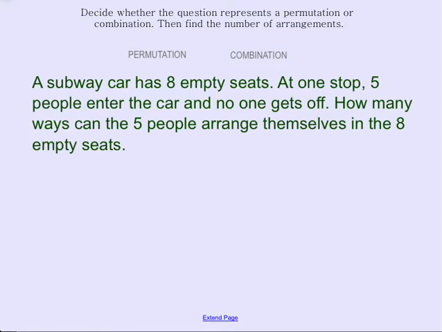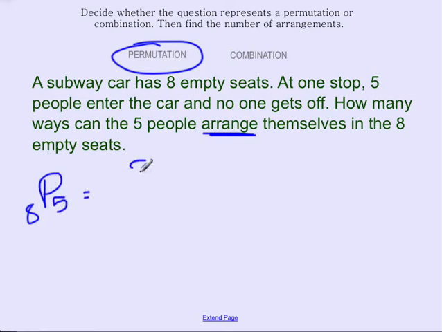Here we're talking about an arrangement. If we're talking about an arrangement, typically the word arrange implies some sort of order, so that makes this a permutation. Remember that a permutation has a slightly different formula, so have your note sheet out for reference if you need to. We're going to do 8P5. On top we have 8 factorial, and on the bottom 8 minus 5 factorial. So I have 8 factorial divided by 3 factorial.